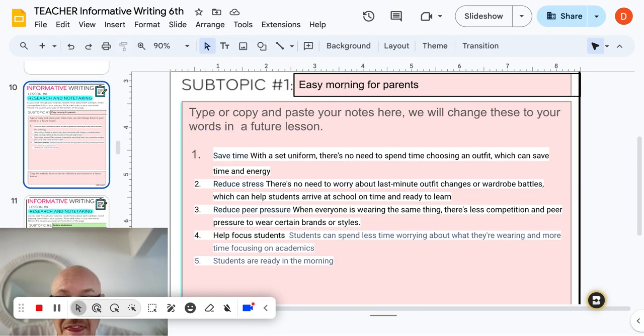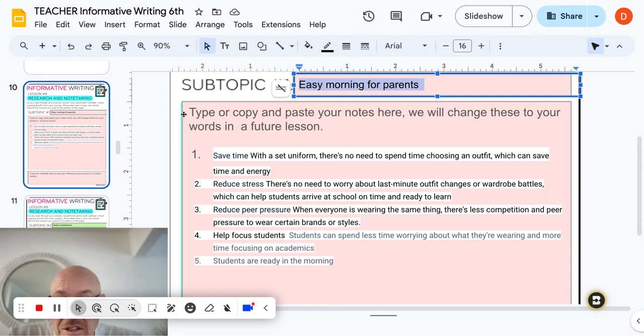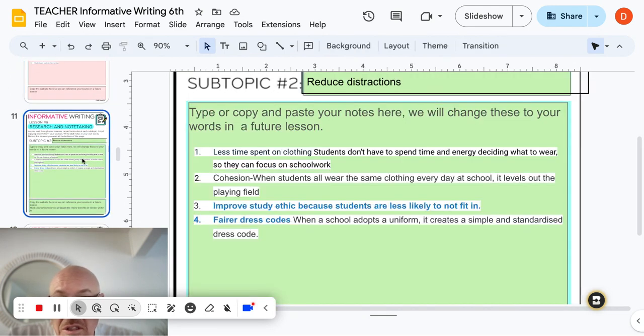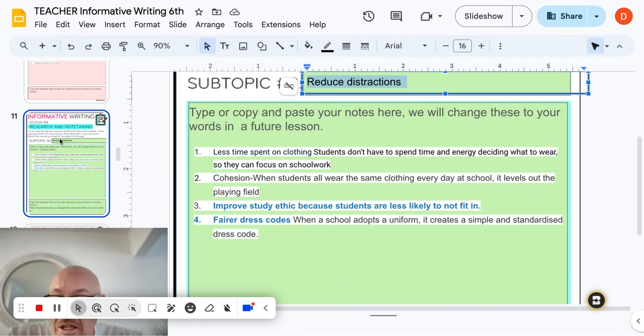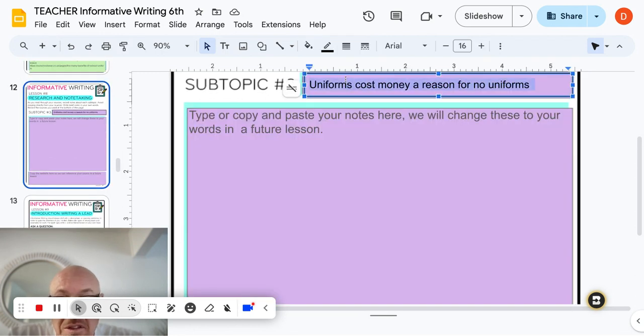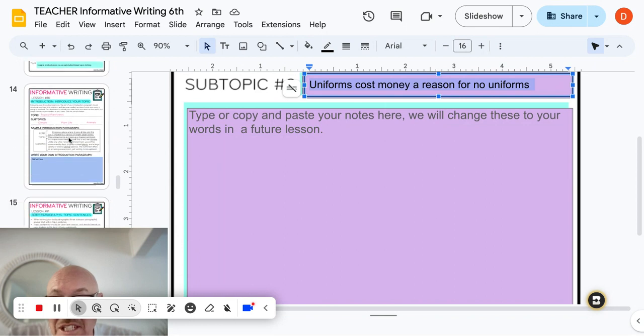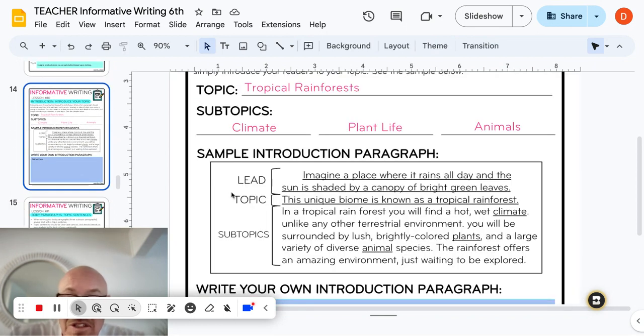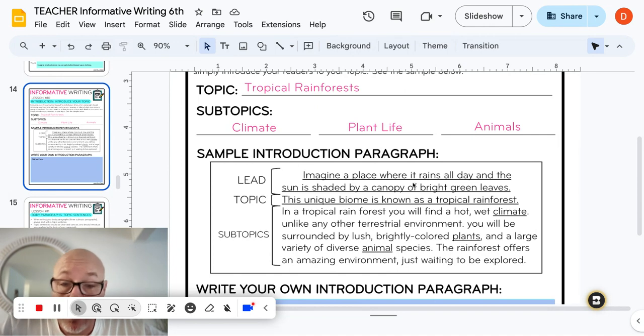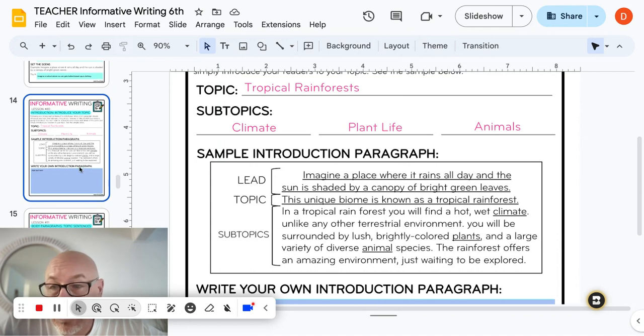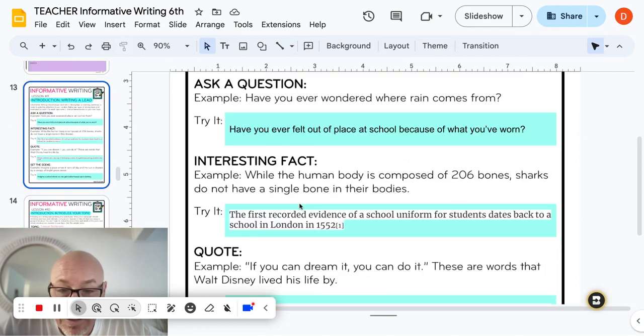So we're just going to be taking this right here. That's subtopic 1. And there's subtopic 2. And here's subtopic 3. Okay? Now I want you to take that, look at that for a second. That's all that they did, was subtopic 1 here, 2, and 3, and then they kind of talk about it really quickly. And this is what the person did with their introductory paragraph. Imagine a place where it rains all day and the sun is shaded by a canopy of bright green leaves. Okay? All they did was they took this version of theirs.